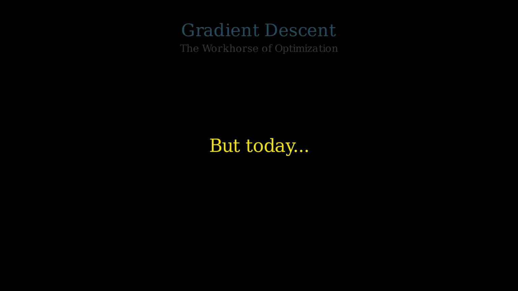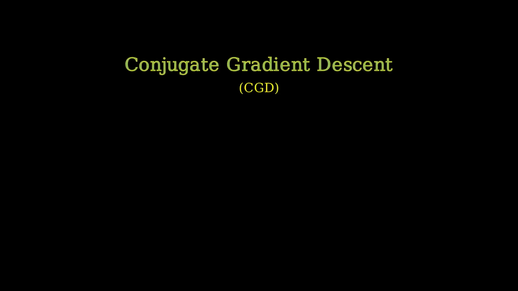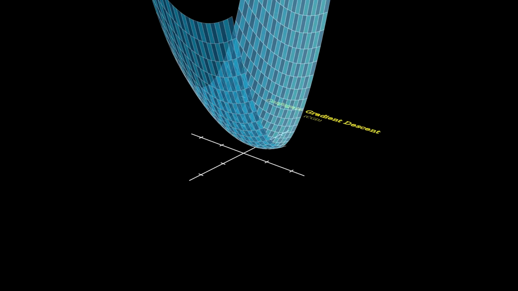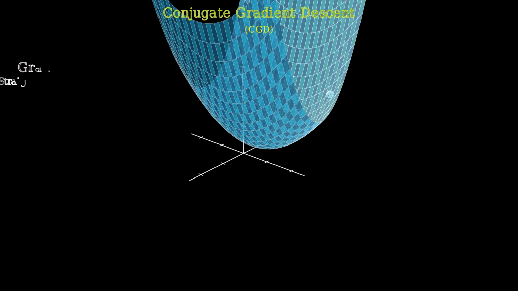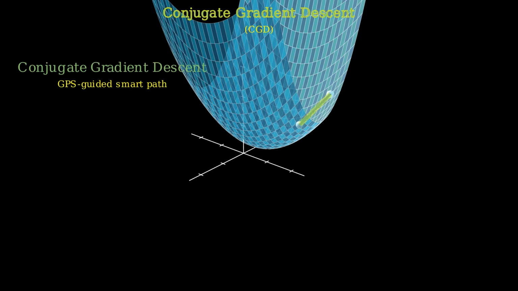In the previous video, we explored gradient descent, the workhorse of optimization in machine learning. But today, we're going to look at something even more powerful, conjugate gradient descent, or CGD for short. If gradient descent is like hiking down a mountain in a straight line toward the steepest descent, conjugate gradient descent is like having a GPS that finds the smartest path down.